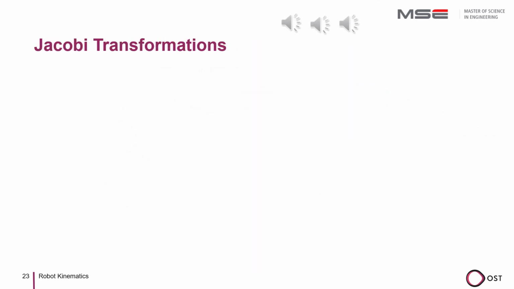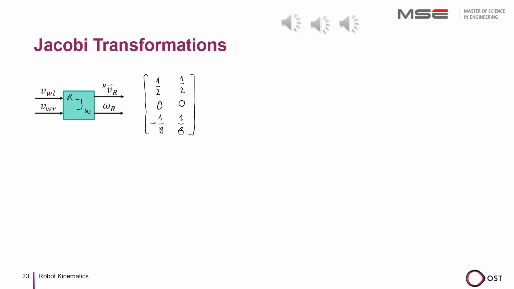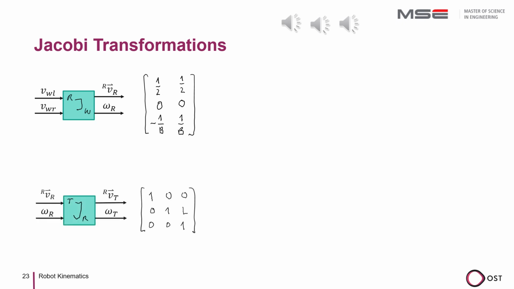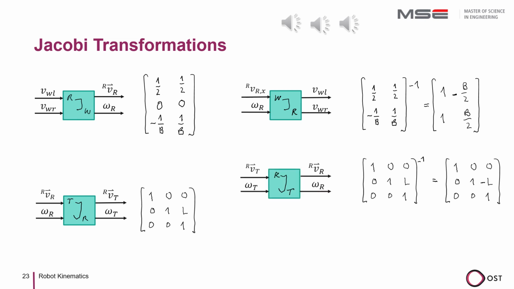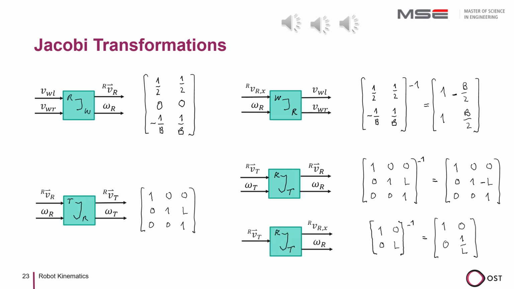We have found the following Jacobi transformations. Transformation from wheel system to robot coordinate system. Transformation from robot coordinate system to TCP coordinate system. Transformation from robot coordinate system to wheel system. Transformation of velocity vector and rotation speed from TCP system to robot coordinate system for omnidirectional robots. Transformation of velocity vector from the TCP system as a travel speed and rotation speed into the robot coordinate system.